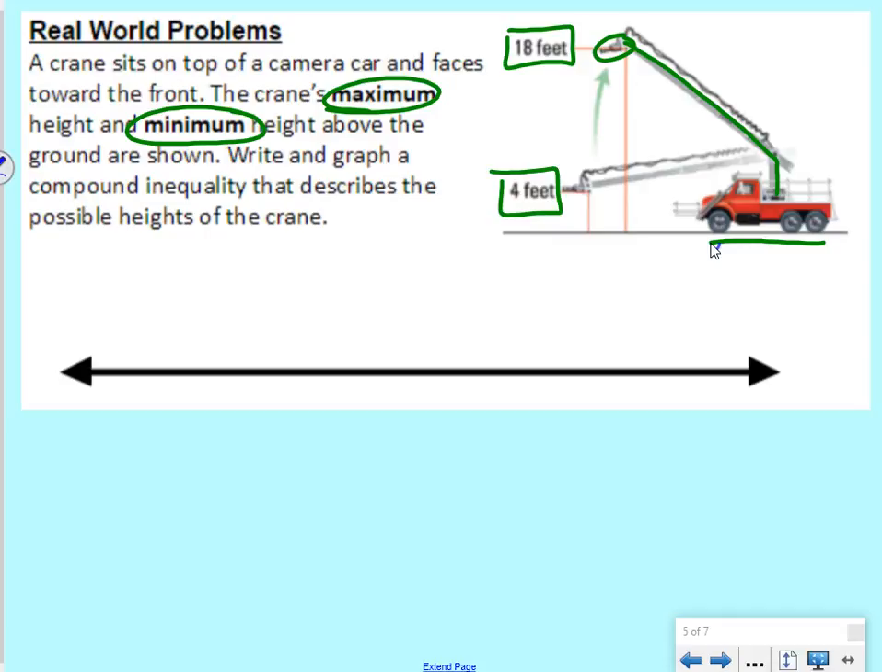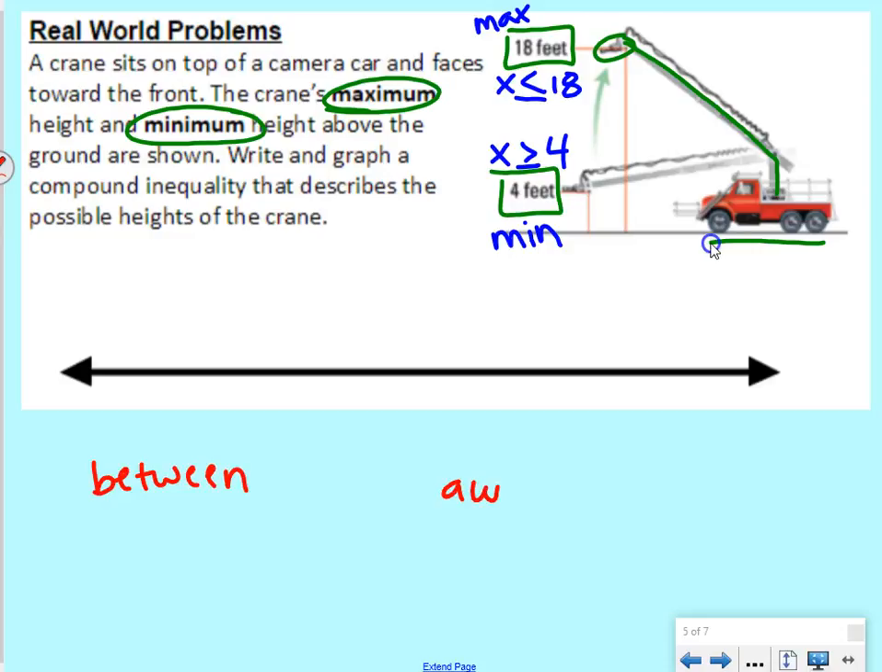So our maximum height is 18. That means, can we be bigger than 18? No, we could be smaller than 18. We could be equal to 18, but we can't be any bigger than 18. Then our minimum here is 4 feet, which means we can't go below 4. We can go above 4, and we can be equal to 4. So now we need to figure out if that is an "and" or an "or". Should we put an "and" or an "or" in the middle? Now, the best way to figure that out is to graph it and see, do we have an "and" graph, which would be a between graph, or do we have an "or" graph, which would be an away graph?